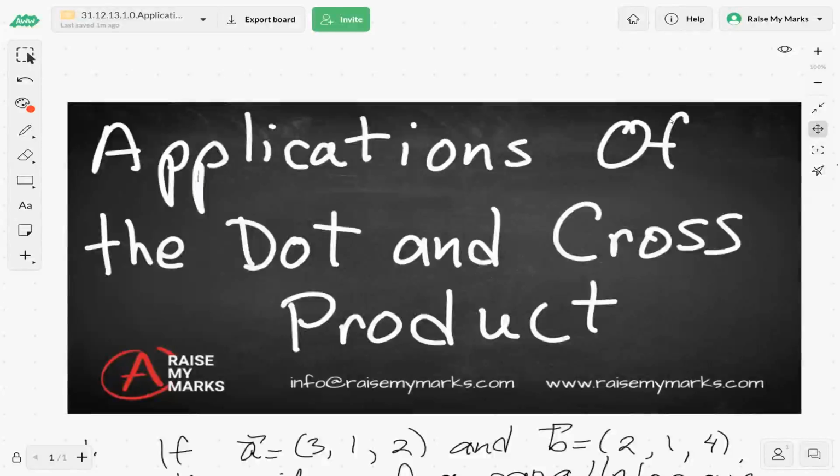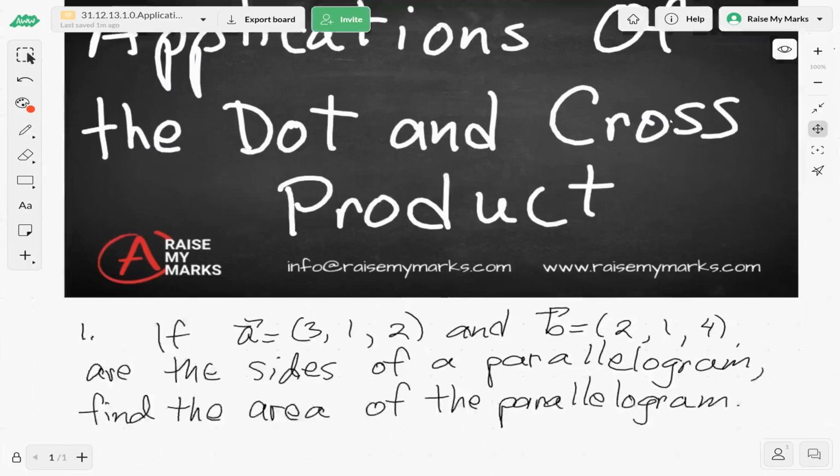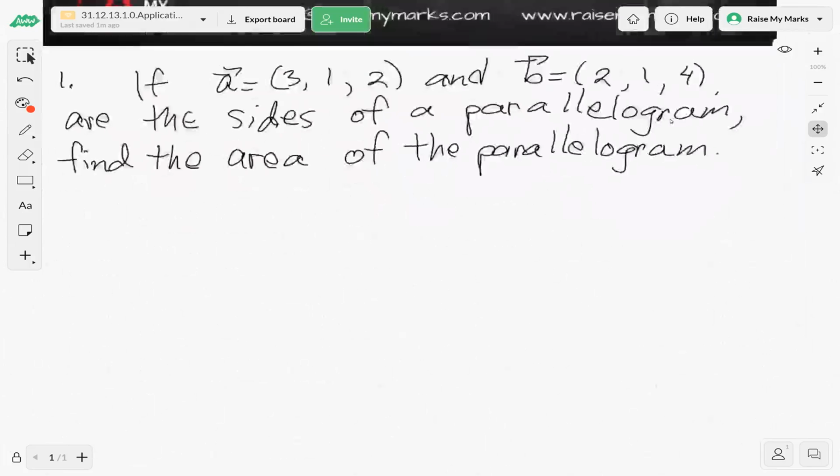Hello, today we're going to look at applications of the dot and cross product. Okay, let's see what questions were asked. If vector A is given by 3, 1, 2, and vector B is 2, 1, 4, these are the sides of a parallelogram. Find the area of the parallelogram.